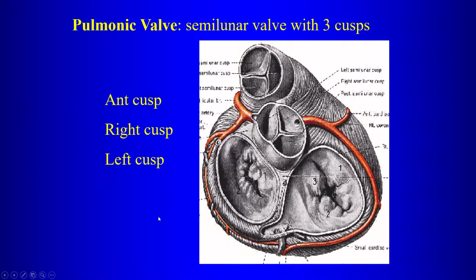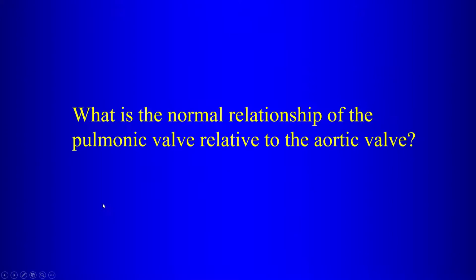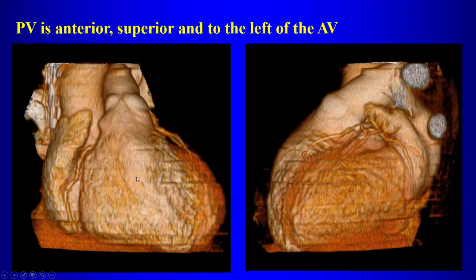Now for the pulmonic valve. The pulmonic valve has an anterior cusp and also a right and a left cusp. Again, we're looking from the top down on this drawing: anterior, right, and left. Those are the cusps of the pulmonic valve. Now, what is the normal relationship of the pulmonic valve relative to the aortic valve? This is something you should not even have to think about: the pulmonic valve is anterior, superior, and to the left of the aortic valve. The aortic valve is buried down in there.